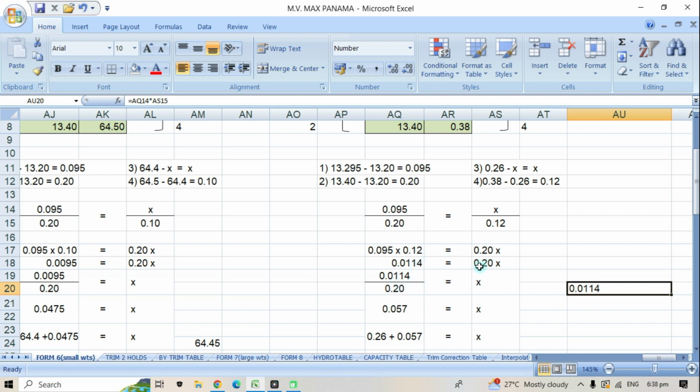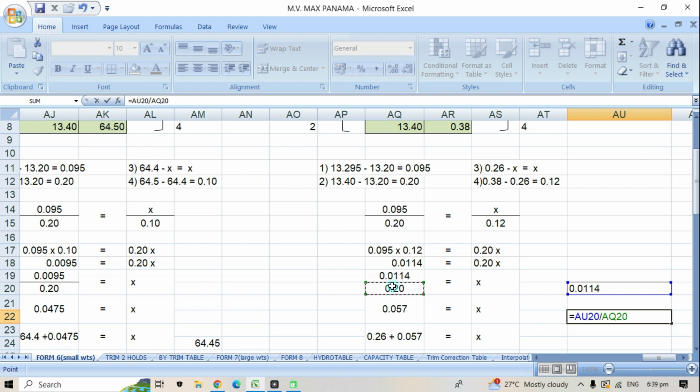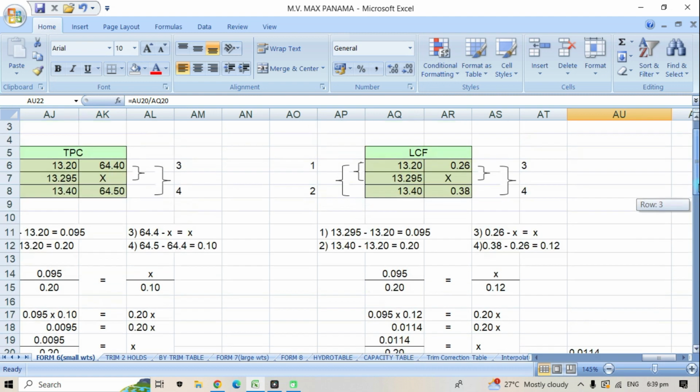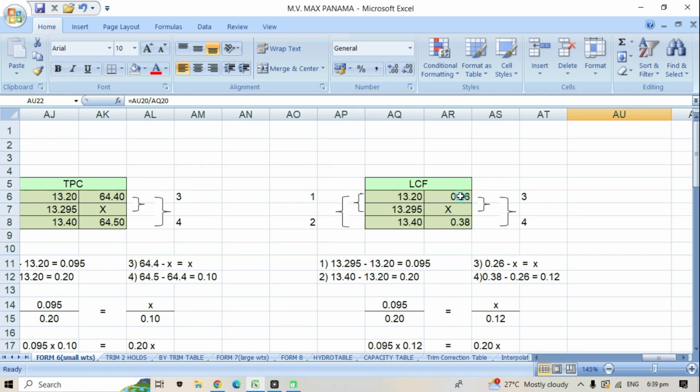Then you bring down 0.20 here, then you divide by this one, and the answer will be 0.7. Okay, now you again check if it is increasing or decreasing. It is increasing, since it is in between, so you add 0.26.